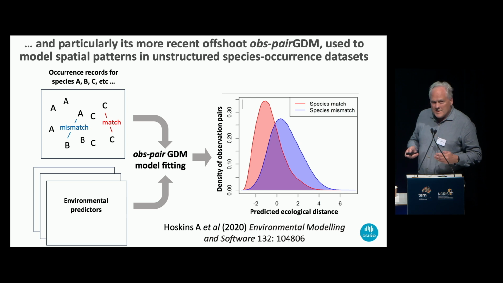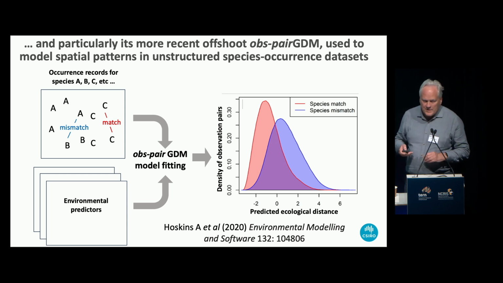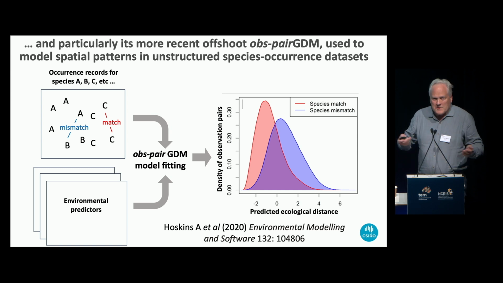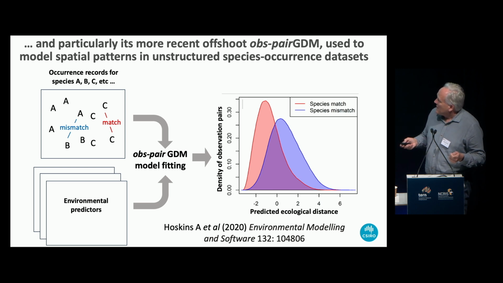But a few years back, my good colleague Andrew Hoskins and I extended this approach to work with what people often call presence-only data. And so here, to cut a very long story short, the response variable is not the community-level compositional dissimilarity between pairs of locations. We're looking at pairs of individual species observations. And the response that's getting modelled is actually the probability that those two observations are of the same species or two different species.